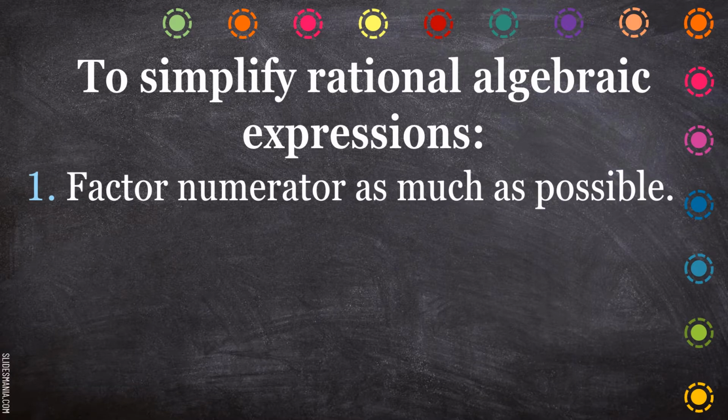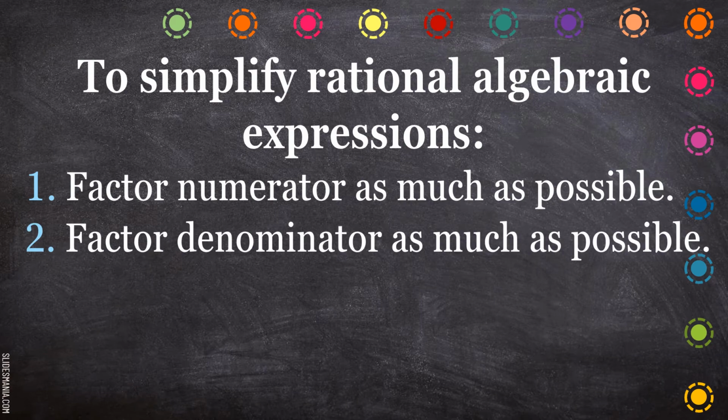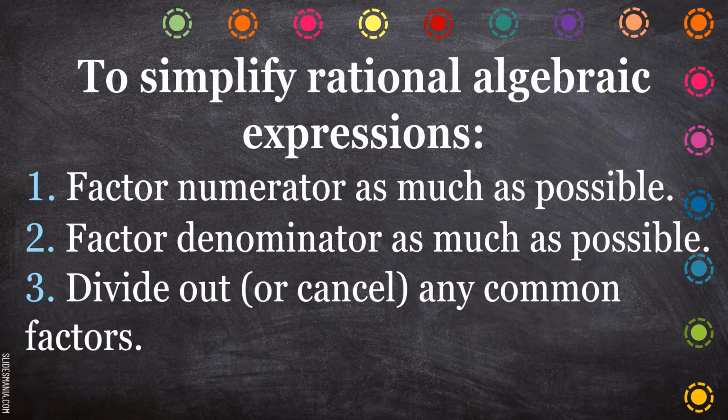First, factor the numerator as much as possible. Second, factor the denominator as much as possible. Third, divide out or cancel any common factors. And last, simplify by multiplying the remaining factors.